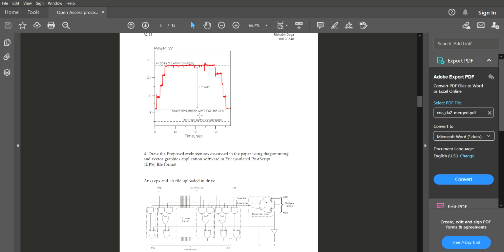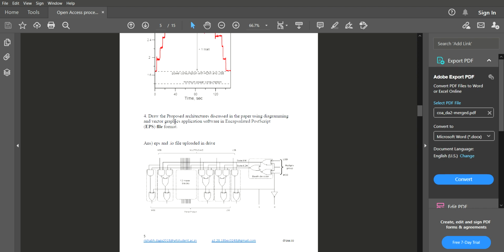This is the figure from the journal paper itself. Now this is the proposed architecture using diagramming and vector graphics application. Again, I did this in draw.io format, and the .io file as well as the EPS, the converted file from .io to EPS, I uploaded in Drive. So let me show you the proposed architectures, right? So this is the da2.draw.io. Again, we'll download this. Will take a couple of seconds.